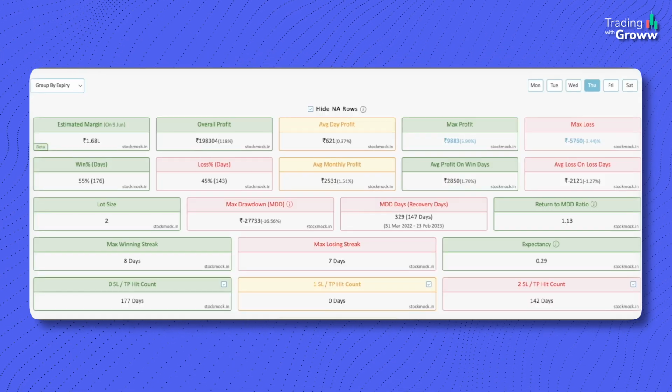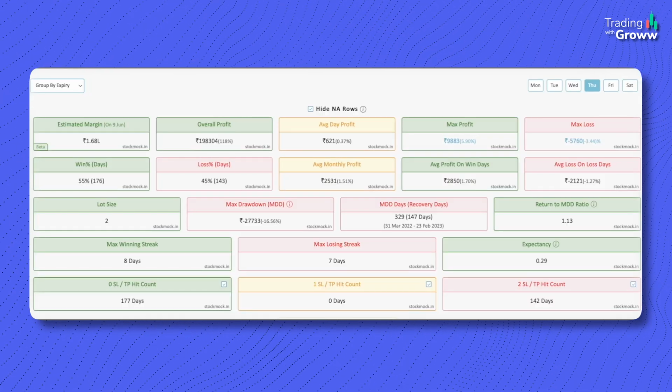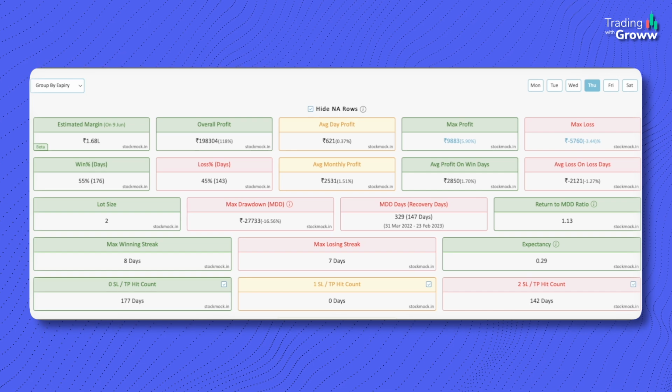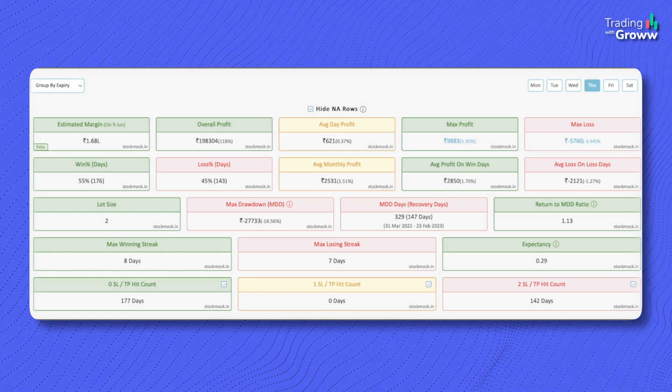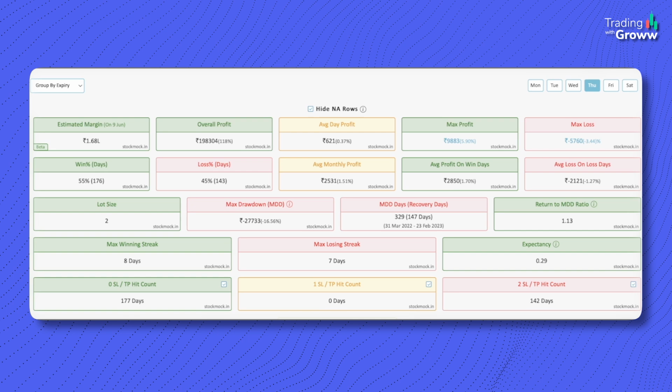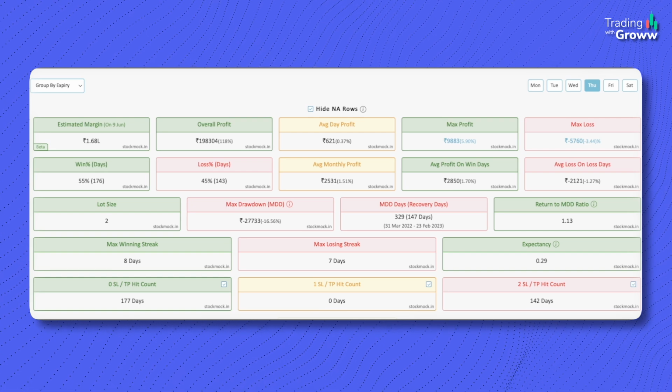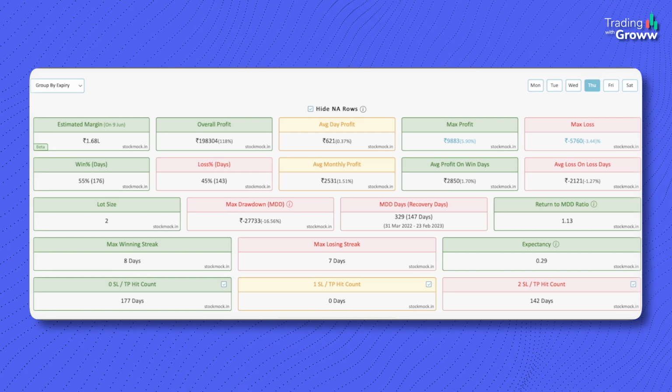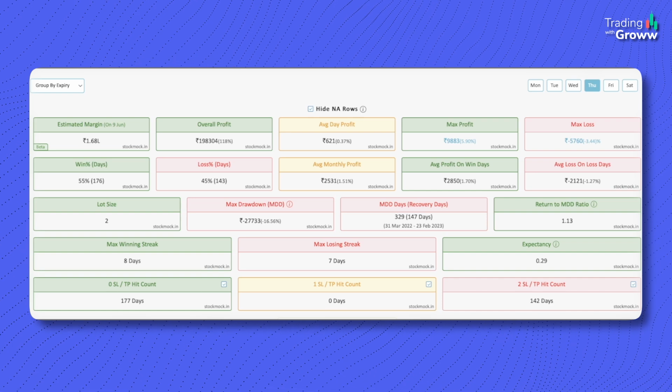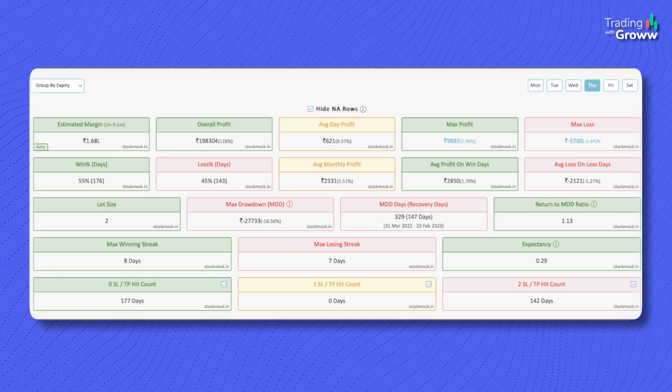So this is the overall stats if we apply the rules of the strategy only on expiry days, which is only on Thursday for Bank Nifty, where you need 1.7 lakhs of approximate margin, and the overall profit it has given us is almost 1.9 lakhs, almost 2 lakhs, after all slippages of 0.5%.